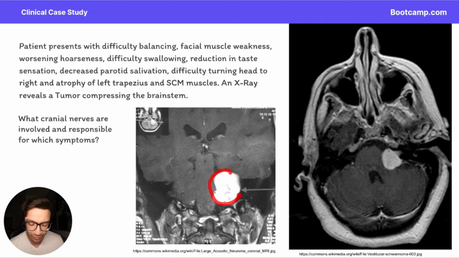This guy right here compressing the brainstem. I mean, this is obvious as day. This hyperintense region on both scans. This is a tumor. Here's our brainstem right here. This is the base of the cerebral cortex. And on this view, here's our brainstem. So your job is to diagnose which cranial nerves are being affected and causing which symptoms.